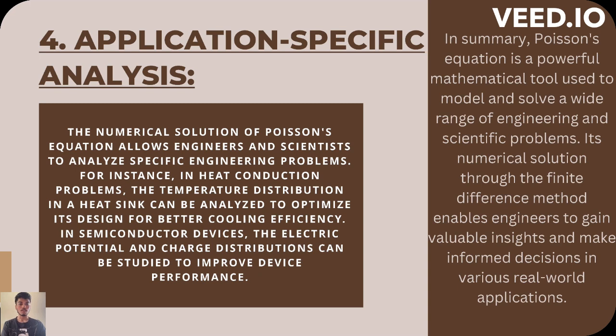In summary, Poisson's equation is a powerful mathematical tool used to model and solve a wide range of engineering and scientific problems, such as image processing, used by big companies like Samsung and Sony. It is used in image processing to correct the pixels. Its numerical solution through the finite difference method enables engineers to gain valuable insights and make informed decisions in various real-world applications.